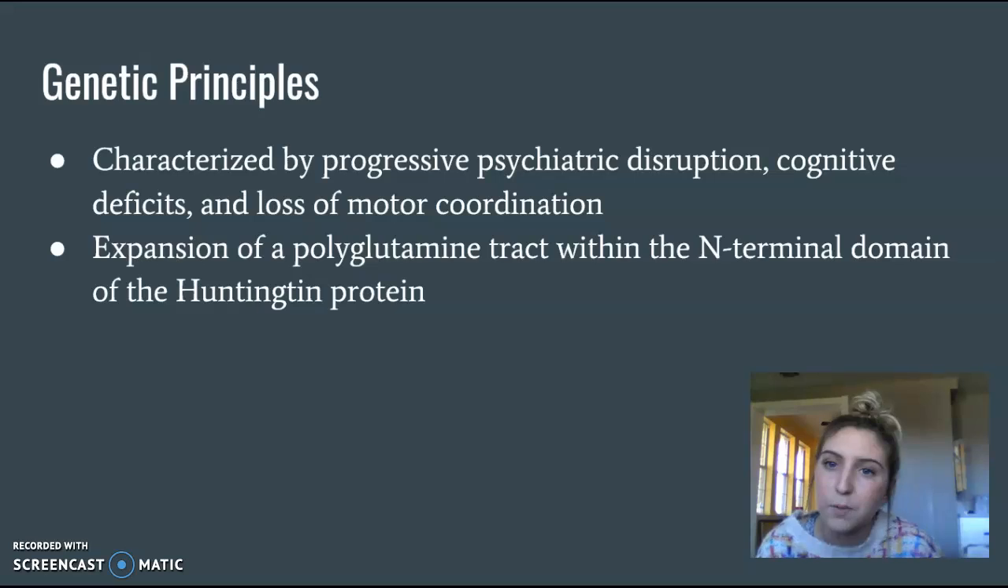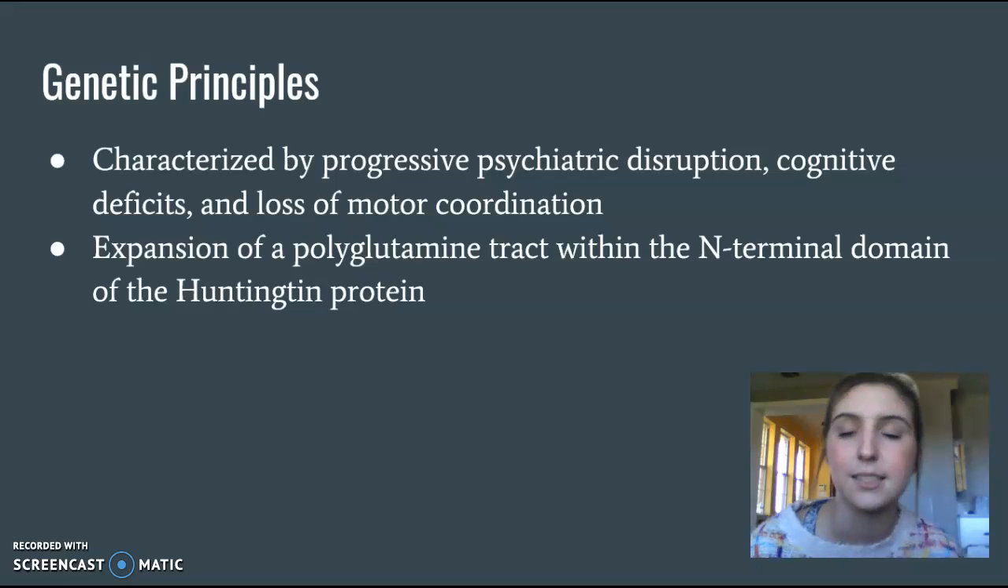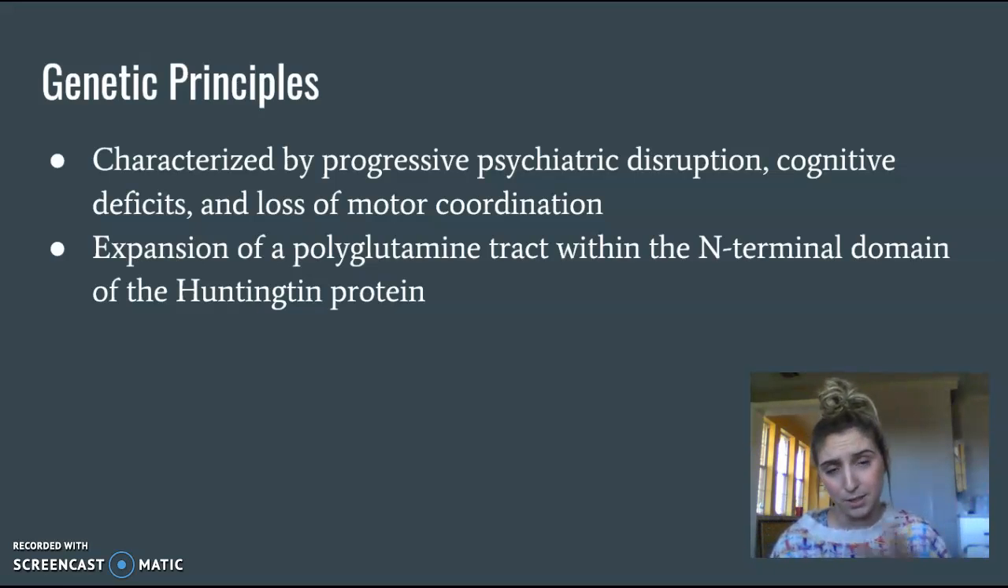The genetic principles behind Huntington's disease: there's a psychiatric disruption, a cognitive deficit, and loss of motor coordination. As I'm going to mention in the next slide, there is a very hallmark symptom for Huntington's, and that is the spastic movement of the head, the limbs, and even some parts of the body, and the cognitive deficit, slow thinking, tiredness, all those kinds of things.